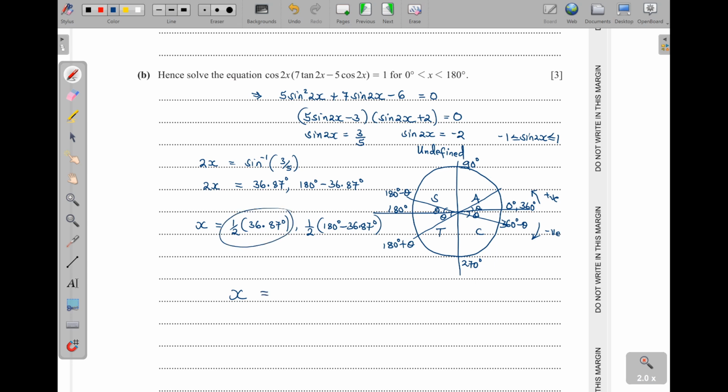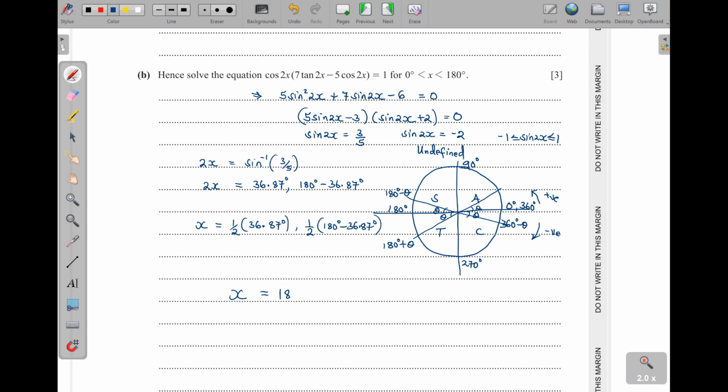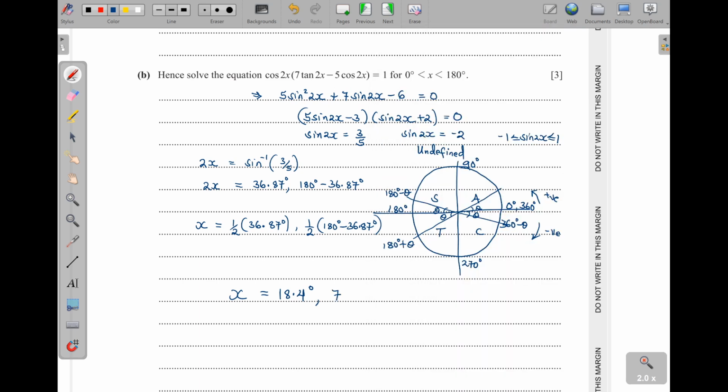So what is this one divided by 2? Already the answer is here, so I will say times 0.5. That will be 18.4 degrees. Then the next one will be a half, that is 0.5, and inside here we have 180 minus the acute angle we got there. So I'll just put it like that, and then I get 71.6 degrees. All of these at 1 decimal place. So that is that.